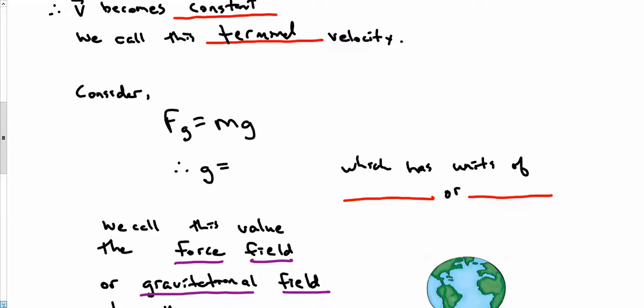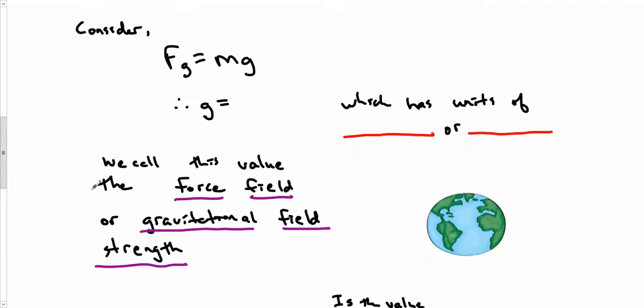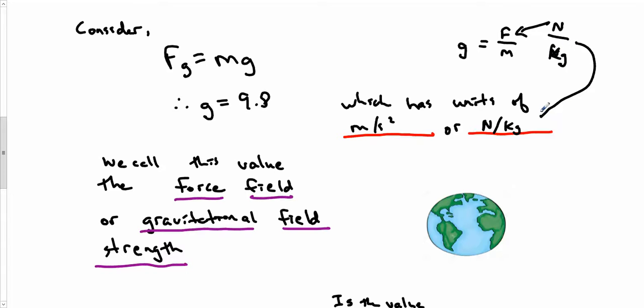I gave this formula to you before. The force of gravity is equal to mg, where g is 9.8, and it has two sets of units. We can use meters per second squared, or we could use newtons per kilogram. And if you're not sure about that, I can do that up here. If I rearrange this formula, I get g equals F over m, and F has units of newtons, and mass has units of kilograms, and that's how I got newtons per kilogram.